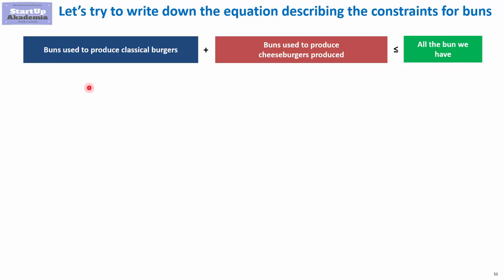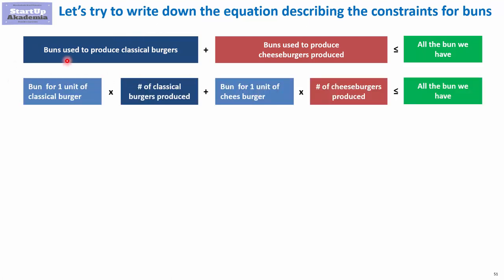Part of them will go to the classical burgers and part of them will be used to produce cheeseburgers. We cannot use more than what we've got. Therefore, here, as you can see, we have this sign equal or smaller to the number of buns we've got. So let's see how we can estimate buns used to produce classical burger.